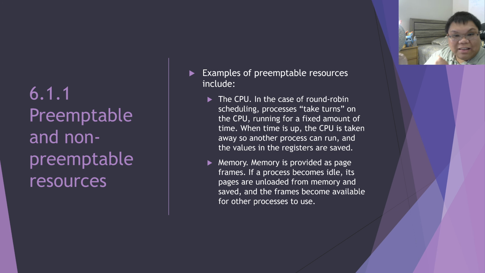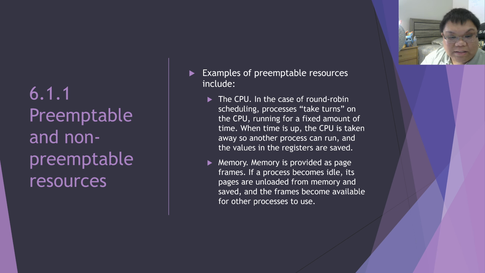So processes, especially if they're round robining, run on the CPU for a fixed amount of time. When that time is up, it's time for another process to run. That process's register values are saved. The next process's register values are loaded onto the CPU, and now it's that process's turn on the CPU. Mom says it's my turn on the CPU.